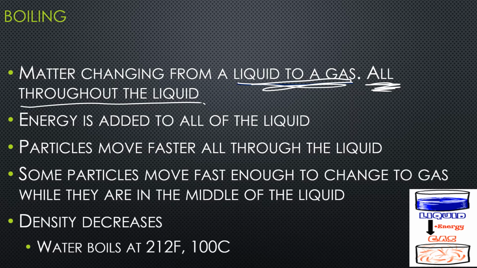It's like when you put a pot of water on the stove. The reason we see the bubbles pop up is because some particles are moving fast enough inside of that liquid to change to a gas while they're in the middle of the liquid, and so it bubbles up. That's not air or anything like that. It's water vapor when we're boiling water. This is why it's not a chemical change but a physical change, because we're not changing what it is. That's water turning into a gas. So density will again decrease, and water will boil at about 100 degrees Celsius.